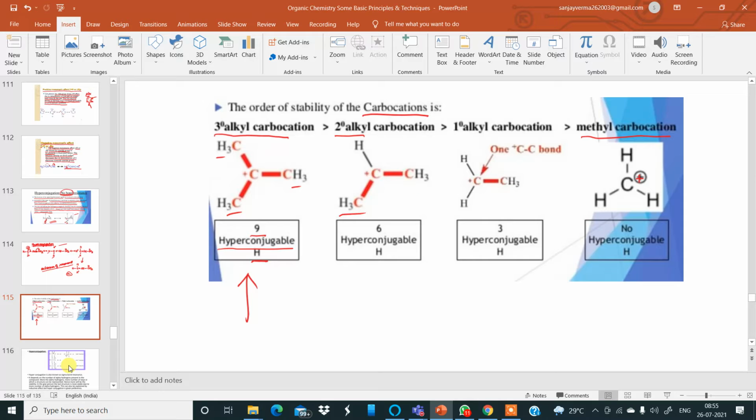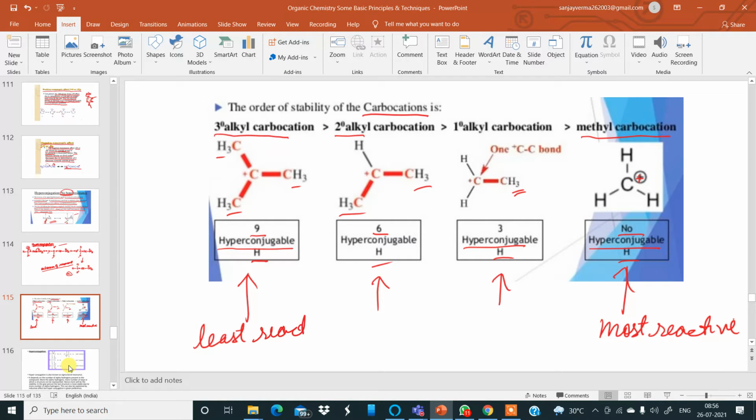This has 3 plus 3, 6 hyperconjugable hydrogen atoms, so slightly lesser stable. This has 3 hyperconjugable hydrogen atoms, so it is lesser stable. But this has no hyperconjugable hydrogen atoms, so this is the least stable. That means this becomes the most reactive, and this becomes the least reactive.